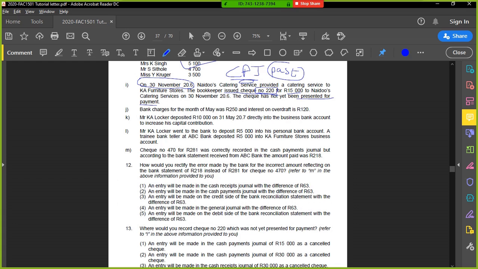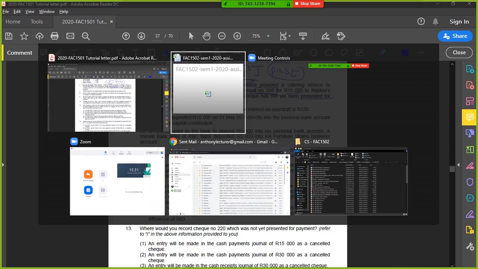Next, bank charges for the month of May, 250. Interest, 12. Adjust to reconcile. Adjust. Good.